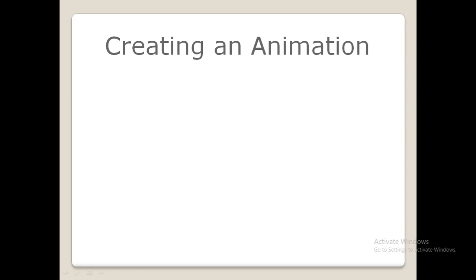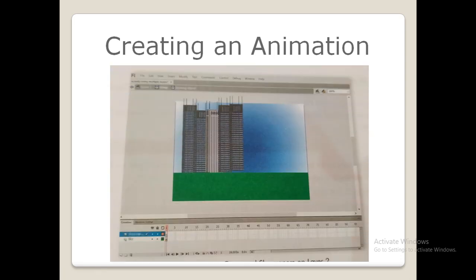Now coming to layer 2, we will create a new layer by clicking on the new layer button present at the timeline panel and rename this layer as skyscraper. Now again select the rectangle tool and choose the green color as stroke color and light green color as fill color, and simply go to the stage, drag and drop the pointer to draw the grass.